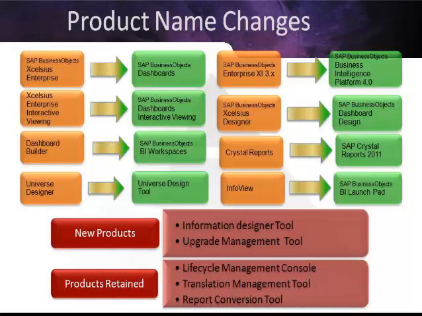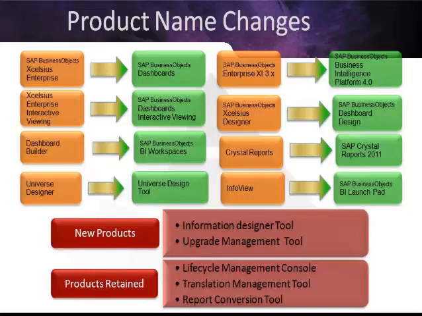There are also some new products in the BI 4.0 suite. The primary one being the Information Design Tool. The Information Design Tool allows users to build the semantic layer in a different format than the legacy format used by the Universe Design Tool. We'll be talking a little bit later about how both of these semantic layer tools are part of the BI suite. There's also a tool known as the Upgrade Management Tool. The Upgrade Management Tool is a brand new tool, and it replaces the Import Wizard, which is no longer part of the suite.